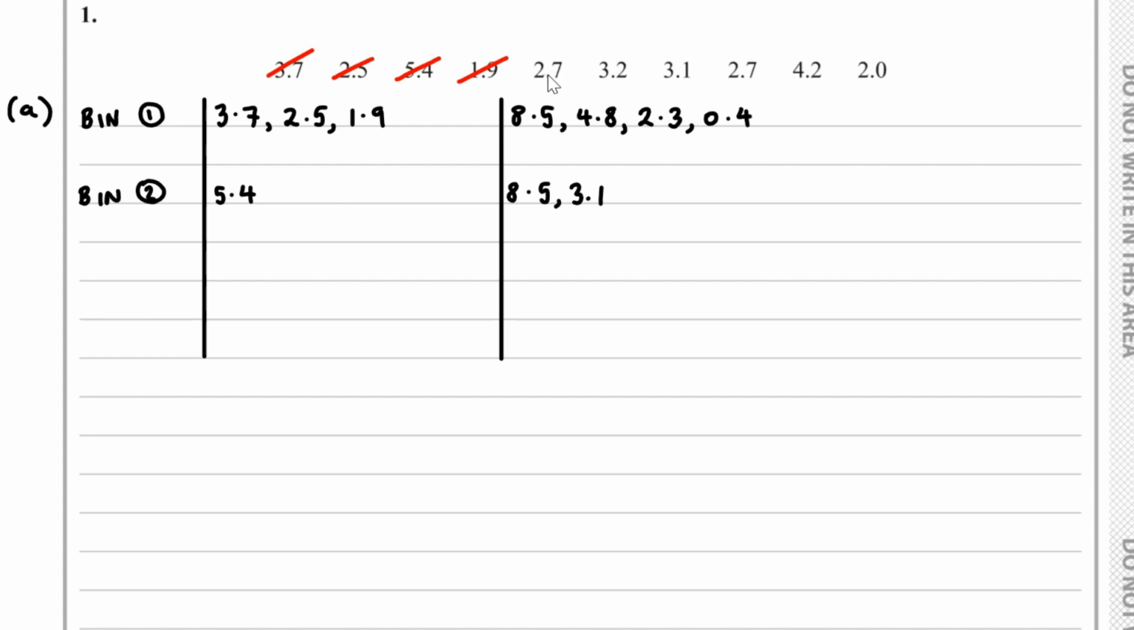Let's now take a look at the 2.7. Well, clearly there's not enough space in bin number 1, and if we take a look at bin number 2, currently there is enough space to put the 2.7 into it. So we add in the 2.7 here, and the space remaining will be 3.1 take away 2.7, which is 0.4. So let's mark this off.